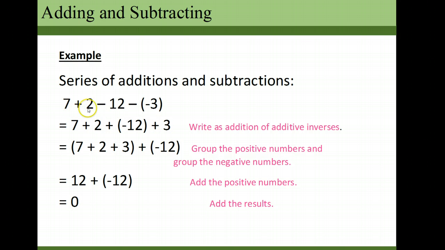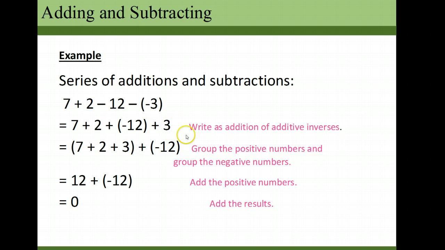So the 7 plus 2, that's not a problem, but this subtraction right here needs to be changed, right? This minus right here needs to be changed into an addition. We replace this 12 right here with its additive inverse, negative 12. Do the same thing for this subtraction. This subtraction becomes an addition. We replace this negative 3 with its additive inverse of 3.